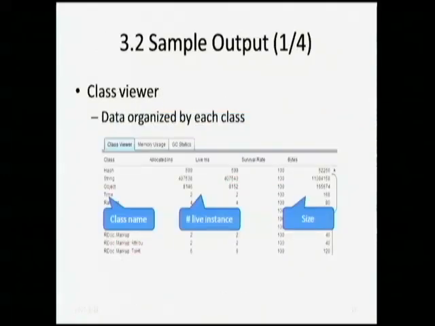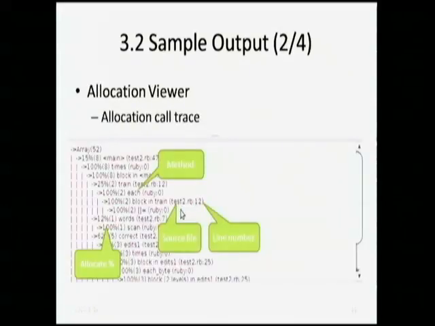In this one, the data is organized by class. So we can see the class name, the number of DB instances, the survival rate, and the size of it. Okay. Next one is the allocation view. In it, it shows the allocation call trace.